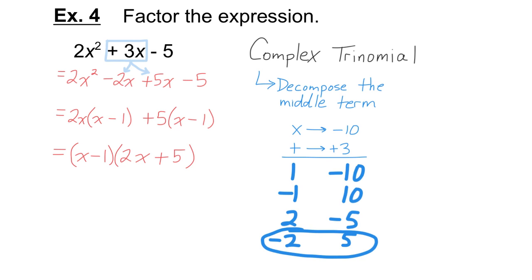So always look for greatest common factor at the very beginning, and then keep factoring. If you see a complex trinomial, you have to decompose the middle term and factor by grouping.